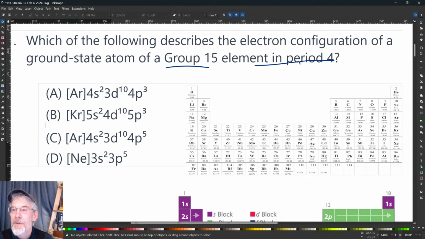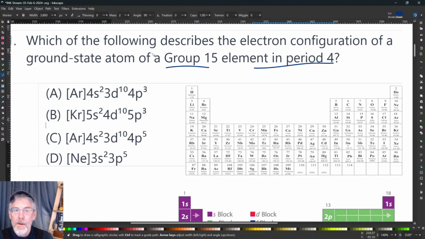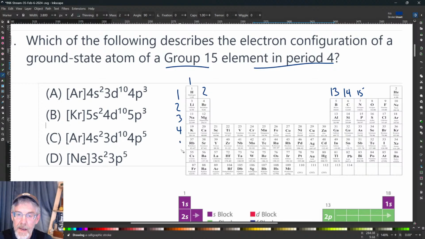All right, so let's see if we can find this element here. Which of the following describes the electron configuration? Ground state just means it's like these here on the periodic table. Group 15, so 1, 2, all the way up. I know that this is 13 because there's 10 here in the D block. 14, 15, so it's going to be here in this group, and periods go 1, 2, 3, 4. I always kind of think they go down like this. 4, so we're talking about arsenic, atomic number 33.